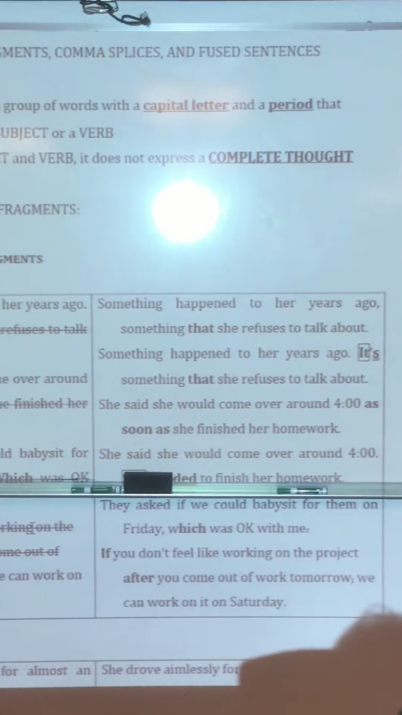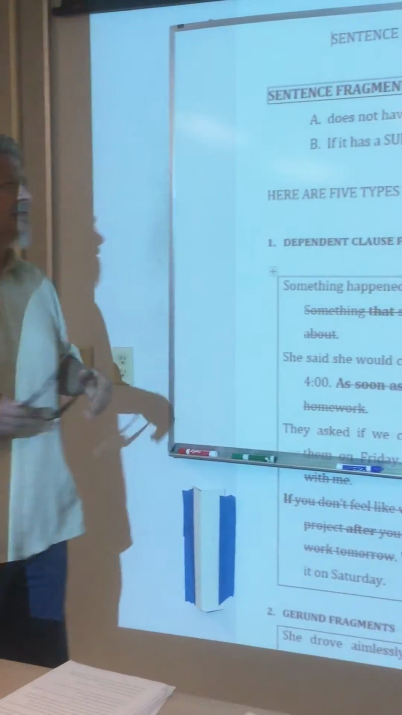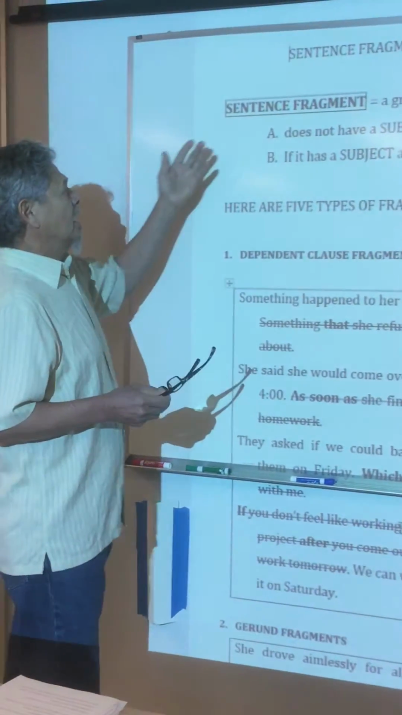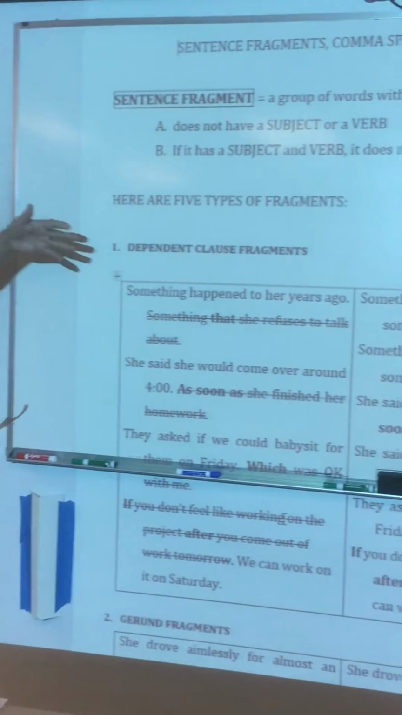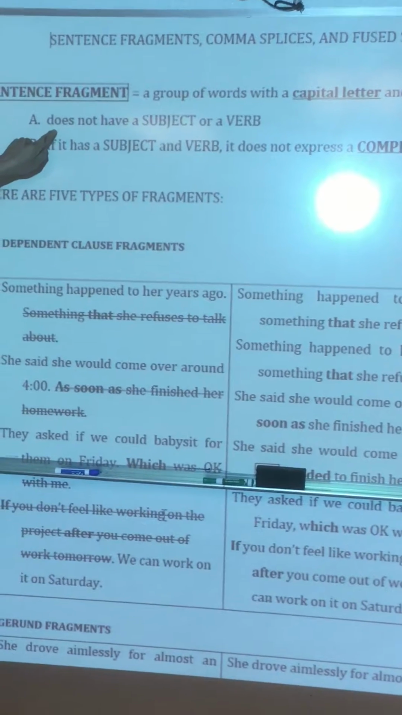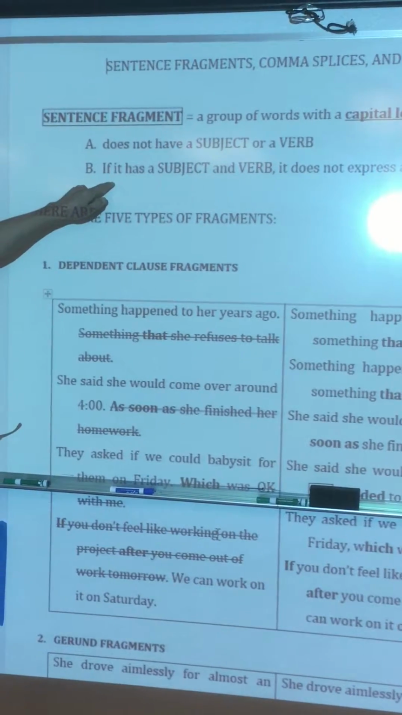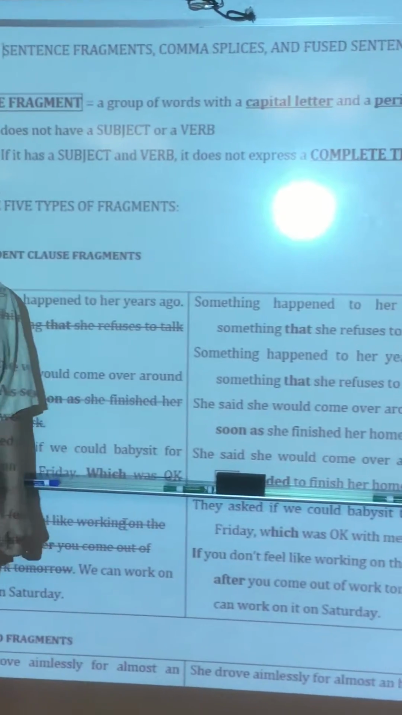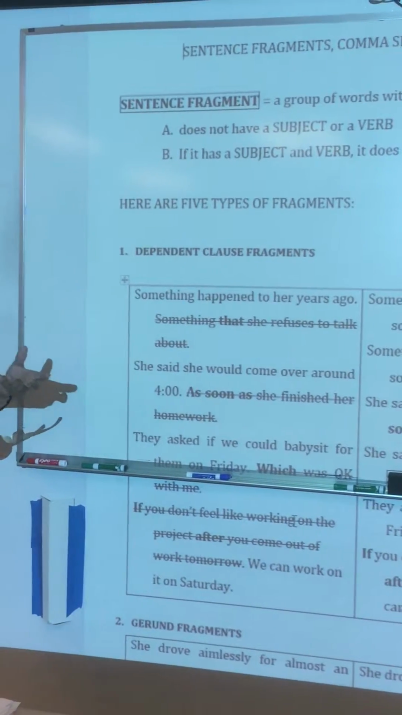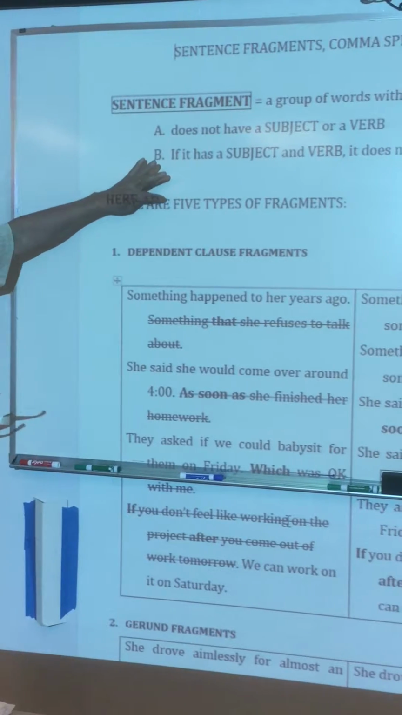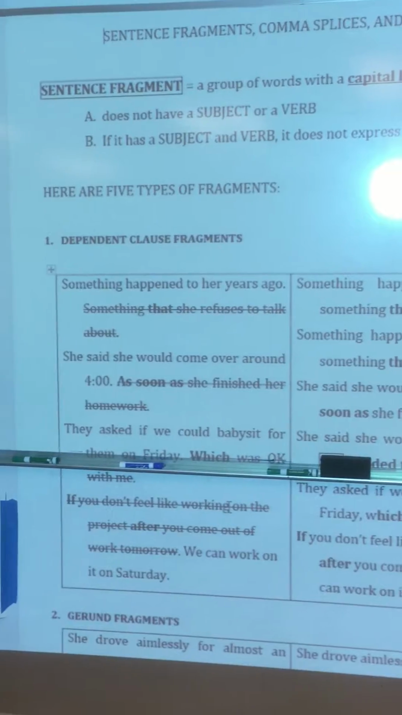And the definition of a sentence fragment, I fixed it because last time it was a little confusing. A sentence fragment is a group of words with a capital letter and a period that either does not have a subject or verb, and if it has a subject and verb, it does not express a complete thought. And there are 5 types of fragments that I was able to group together. So these are the 5 types.